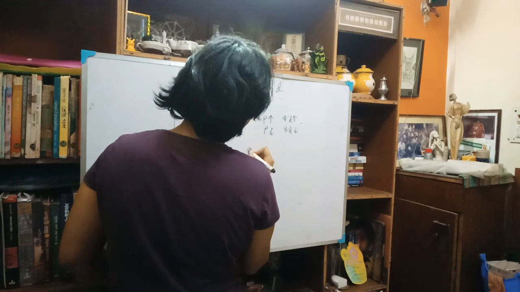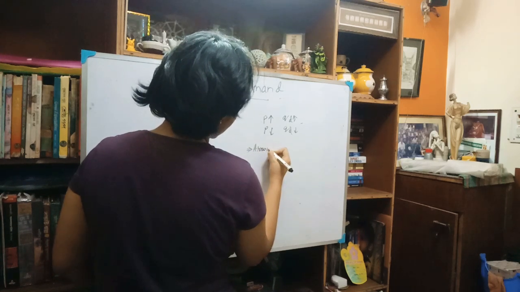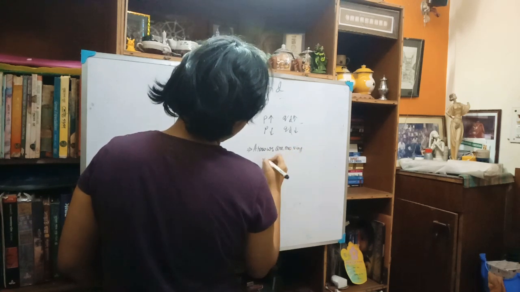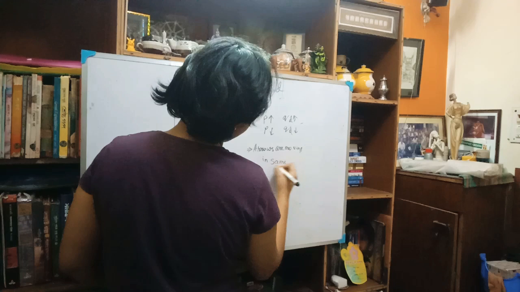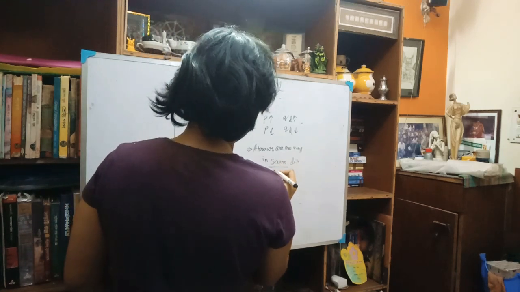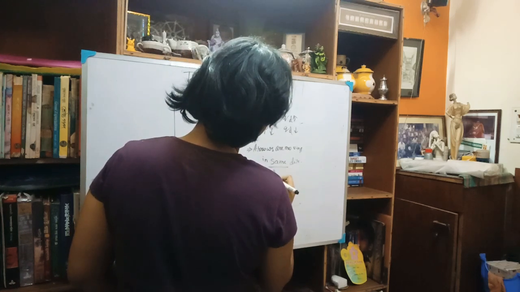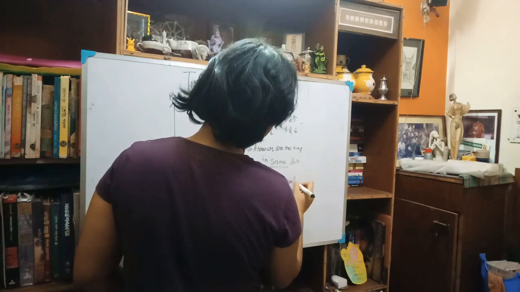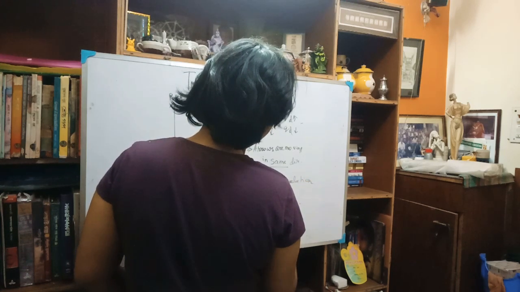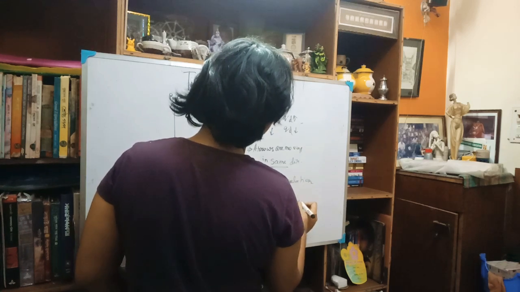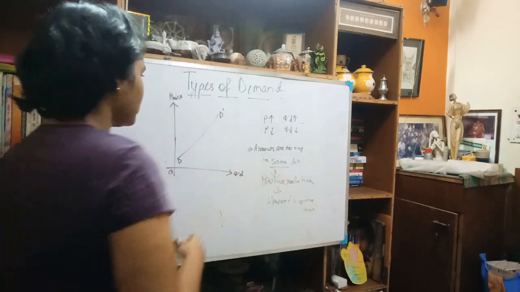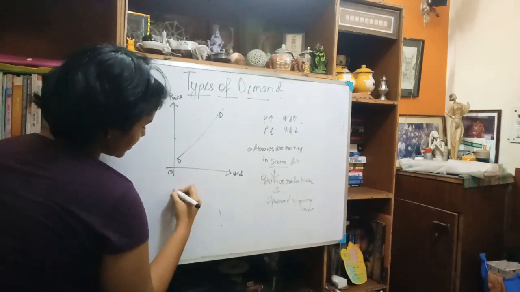Arrows are moving in the same direction. Same is important here. Same direction. Positive relation, or you can also call it a direct relation. Upward sloping curve. This is the curve for normal goods.